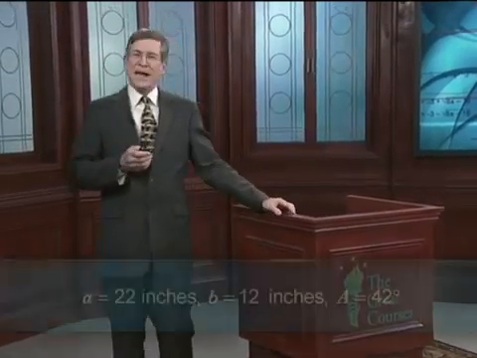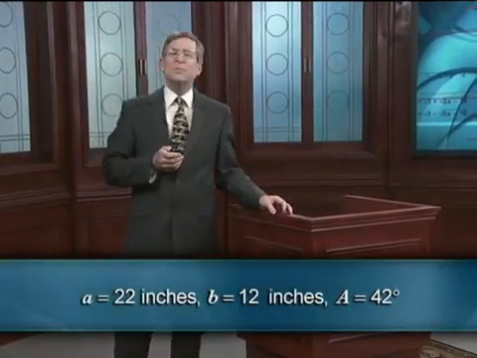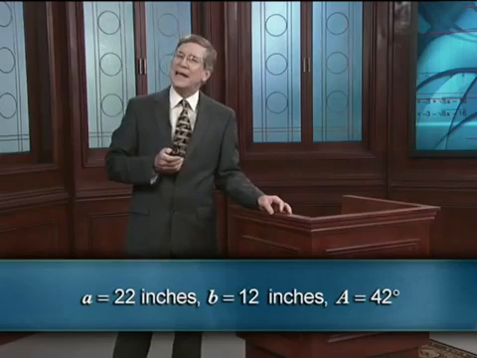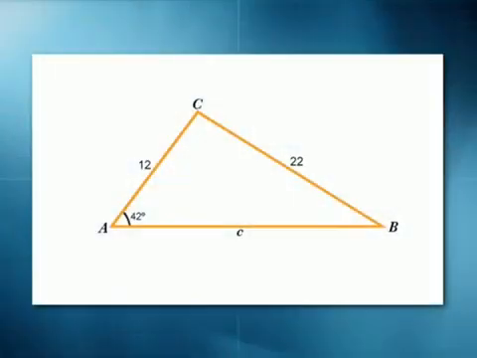All right, let's do, again, a more interesting example. Here's the setup. a will be 22 inches, b will be 12 inches, and the angle at A, 42 degrees. So here I've drawn the picture. The angle at A is 42 degrees. The angles at B and C are unknown. The side opposite A is 22, and the side opposite B is 12. Let's solve this triangle.